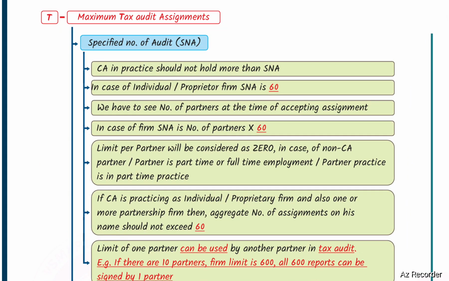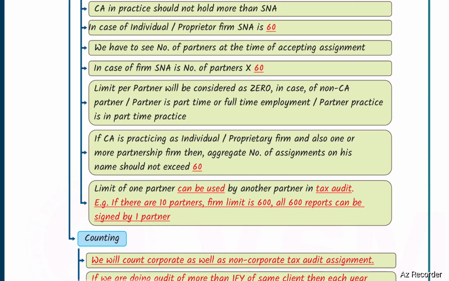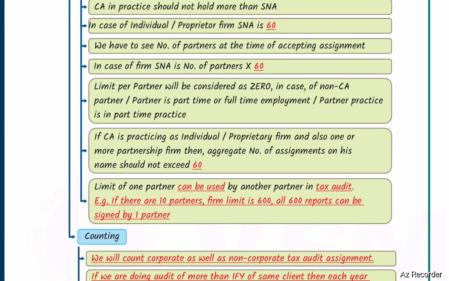Next, maximum tax audit assignments, specified number of audits. A CA in practice should not hold more than the specified number of audits. In case of an individual or proprietorship firm, the specified number of audits is 60. We have to see the number of partners at the time of accepting the assignment. In case of a firm, the specified number of audits is number of partners into 60.